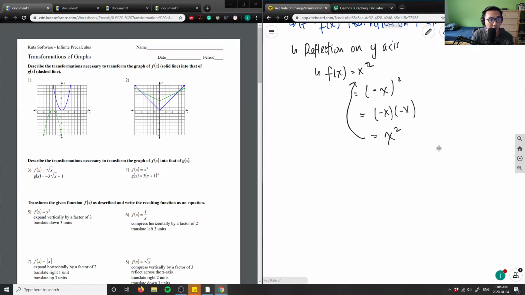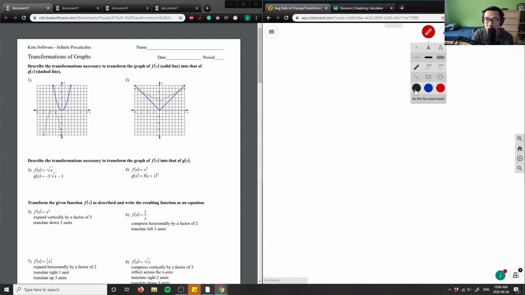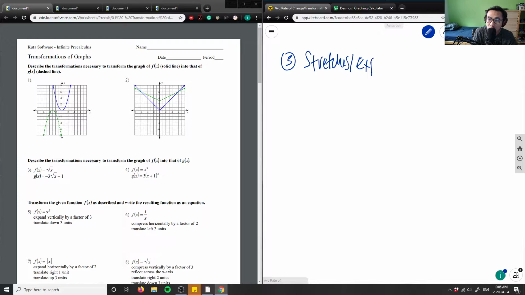So now I'm going to introduce one more concept: horizontal and vertical compression. So let's talk about stretches and compressions first. Let me write here. This is a point, and I'm going to do it in blue. This is 3. We're doing stretches, or expansions, as some of you might know them, and then compressions.